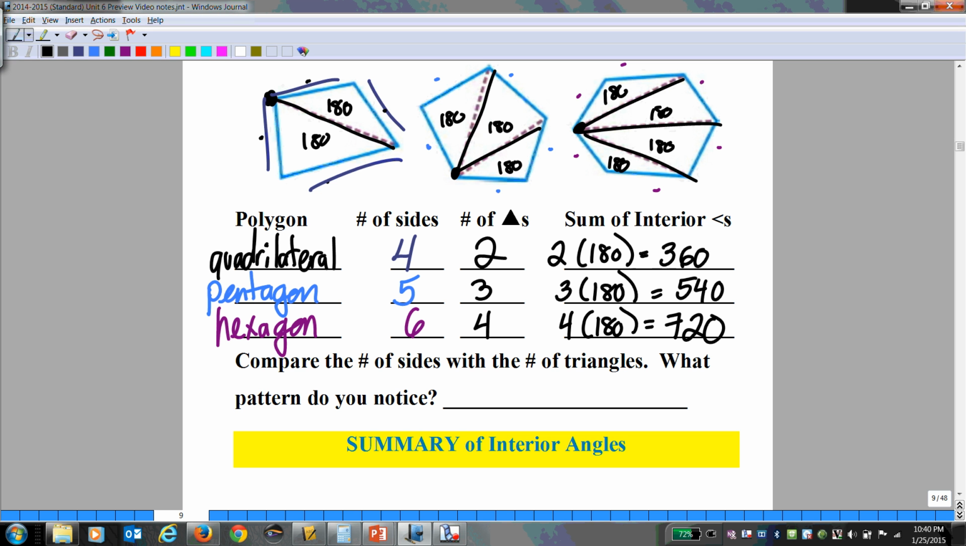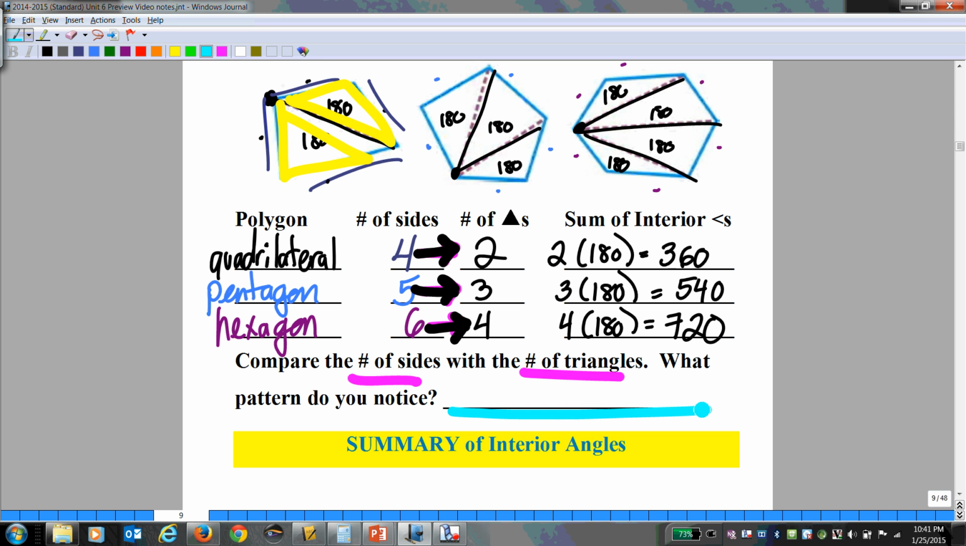Now, take a note here. There's a pattern between the number of sides and the number of triangles. When we have 4 sides, we have 2 triangles created. 5 sides, 3 triangles created. 6 sides, 4 triangles created. Each triangle adds up to 180. There's a pattern here. Let me say it again. 4 sides, 2 triangles. 5 sides, 3 triangles. 6 sides, 4 triangles. There is a pattern between the number of sides to the number of triangles created.